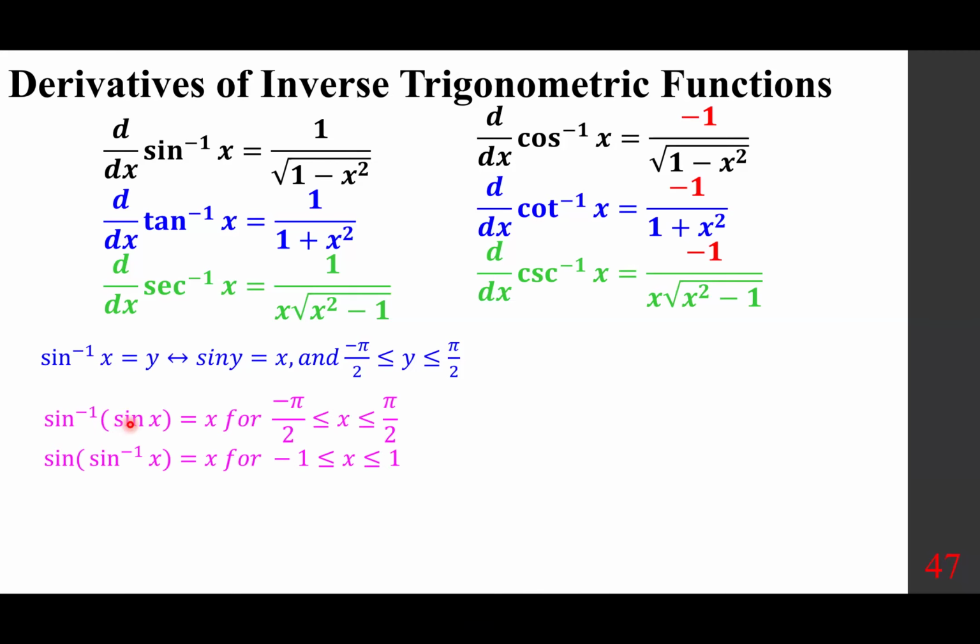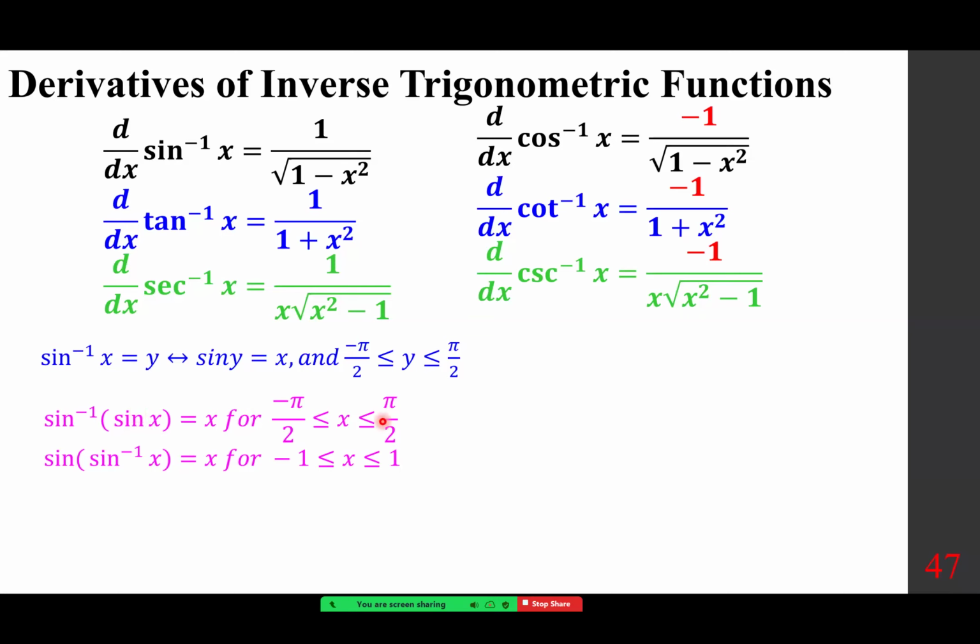Sine inverse of sine x equals x when x is between negative pi over 2 and pi over 2. If you recall when we discussed the inverse sine functions, any trigonometric functions, none of them is one-to-one unless you restrict the domain. The restriction we put on x was between negative pi over 2 and pi over 2 for the sine for it to become a one-to-one function.